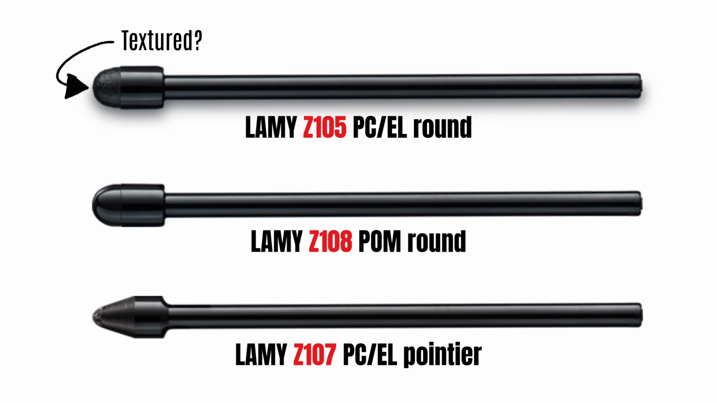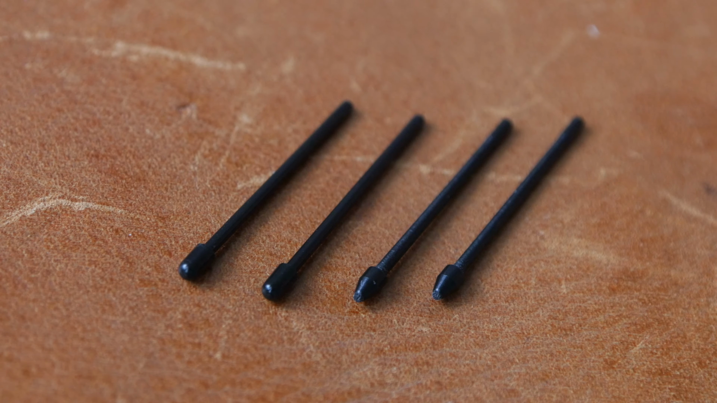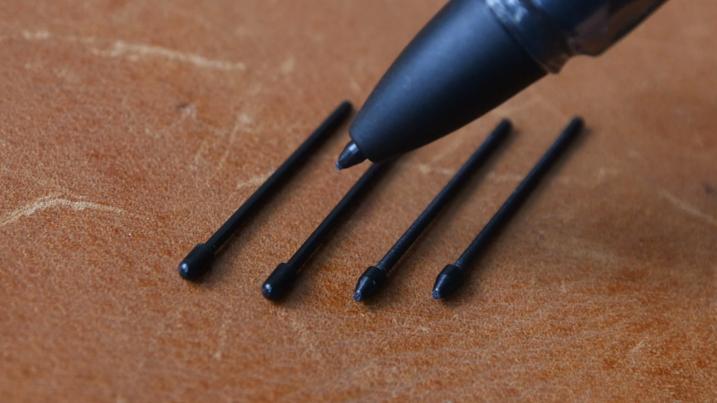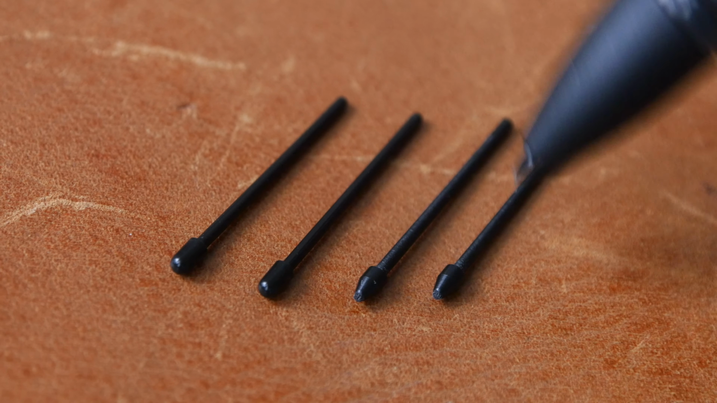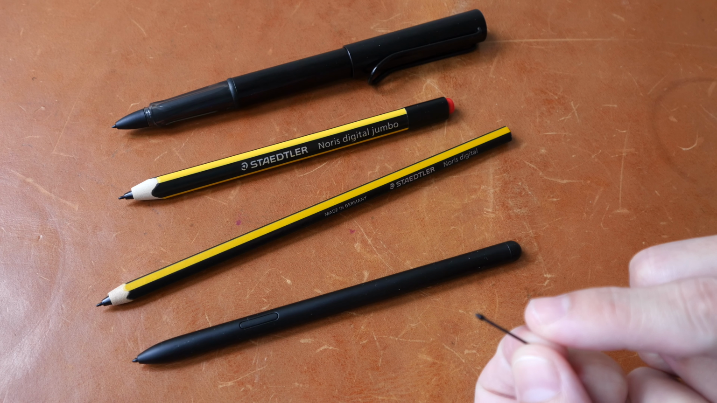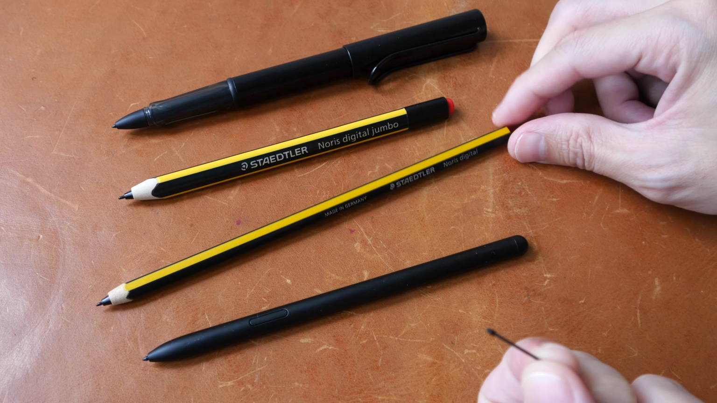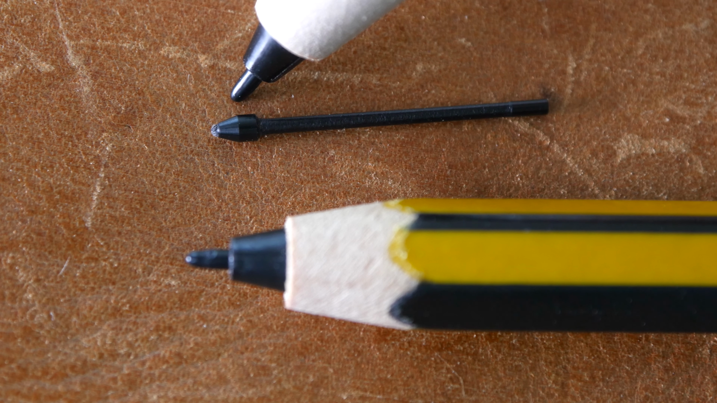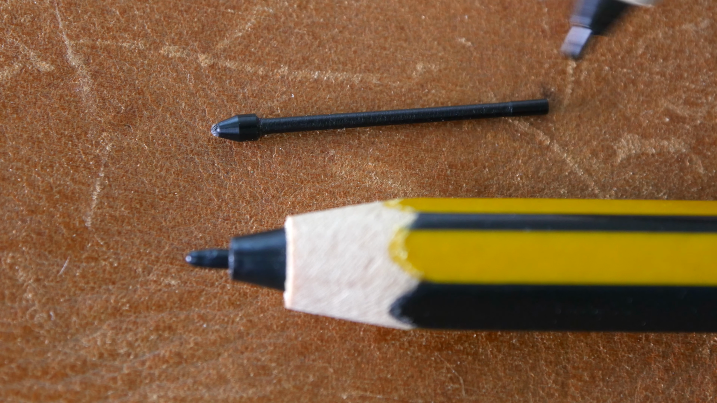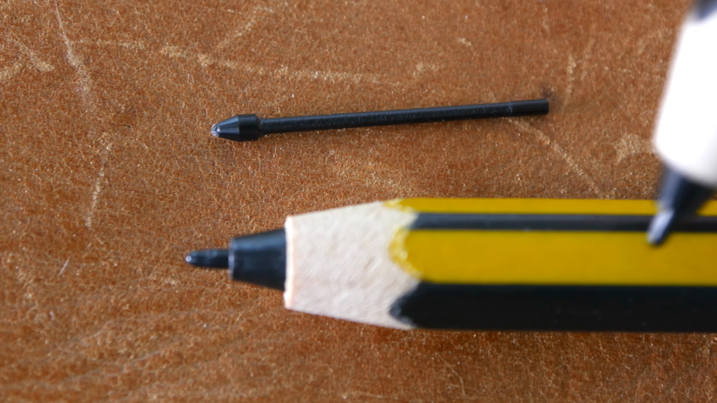So for drawing purposes, you want more control, so it's best to get the third nib, which is the Lamy Z107 PC/EL pointier nib, which has the rubberized tip. Pen nib replacements are available, and the price for each pen nib is around $4 US or €4, depending on who you buy from. This Lamy pen nib can be used with the Samsung S Pen, but not the Staedtler Noris digital pens. The reason for that is because this triangular head is too big, and that prevents the whole pen nib from going into the Staedtler pen completely.